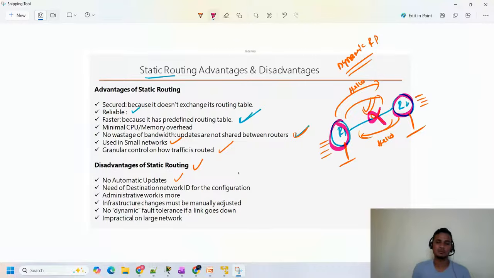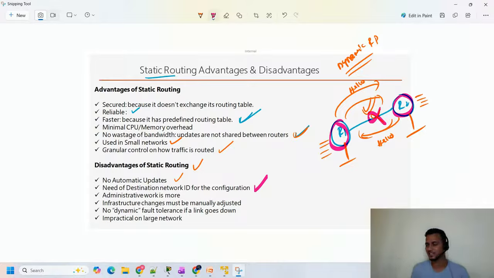That automatic updates are not there in the static routes. Need of destination network ID to configure the static route. Yes, that's correct. In the static routing syntax itself we have ip route, then the destination network ID and the destination subnet mask.